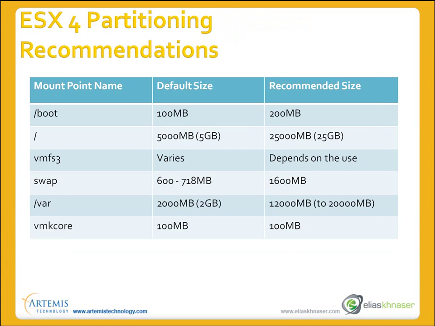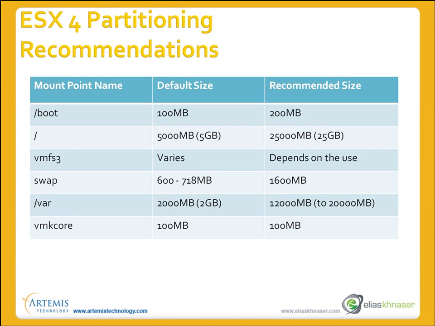Now, if we move on here and take a look at the default sizes and the recommended sizes for these partitions, you're going to notice that the boot default size is 100 meg. We're recommending 200 meg. The root is going to be 5 gig. We're recommending 25 gig. You want to give it a little more room. You don't want the root to fill up. The VMFS3 is going to vary. Typically, after you've allocated space to all your partitions, whatever's left is VMFS3. Now, swap is 600 to 718 by default.